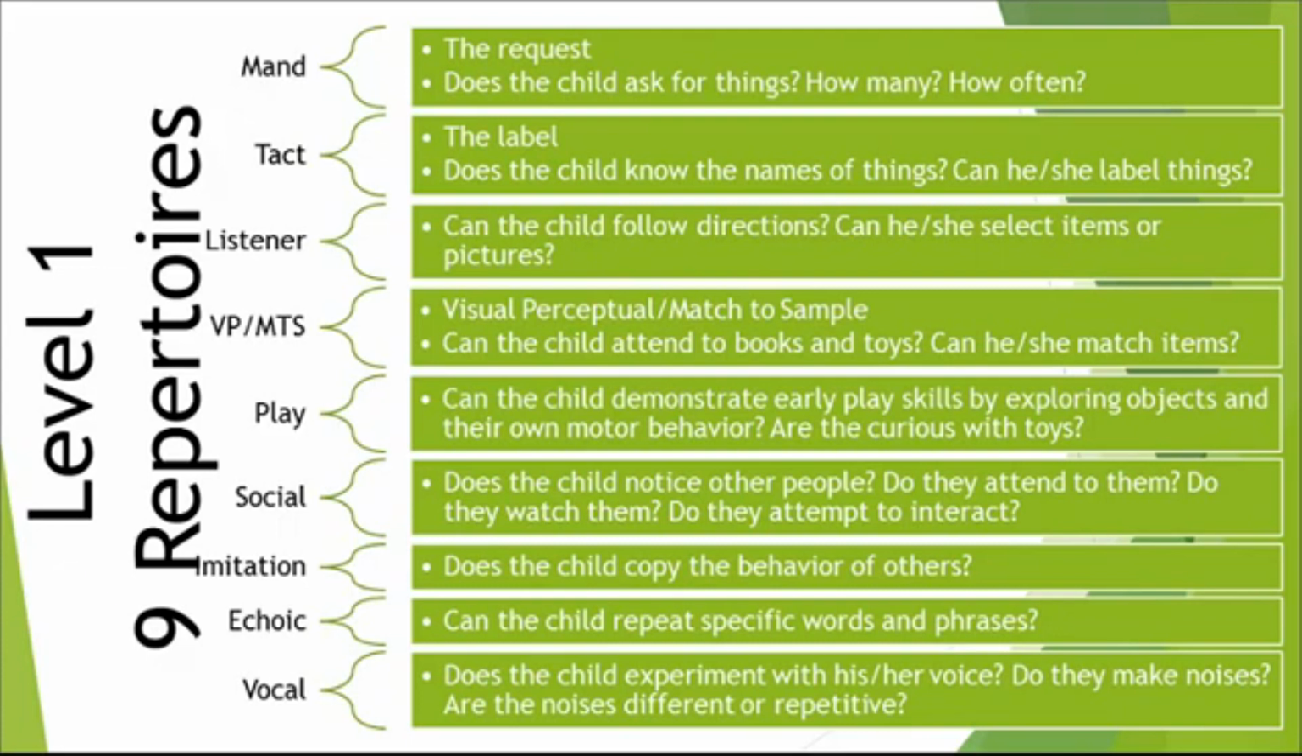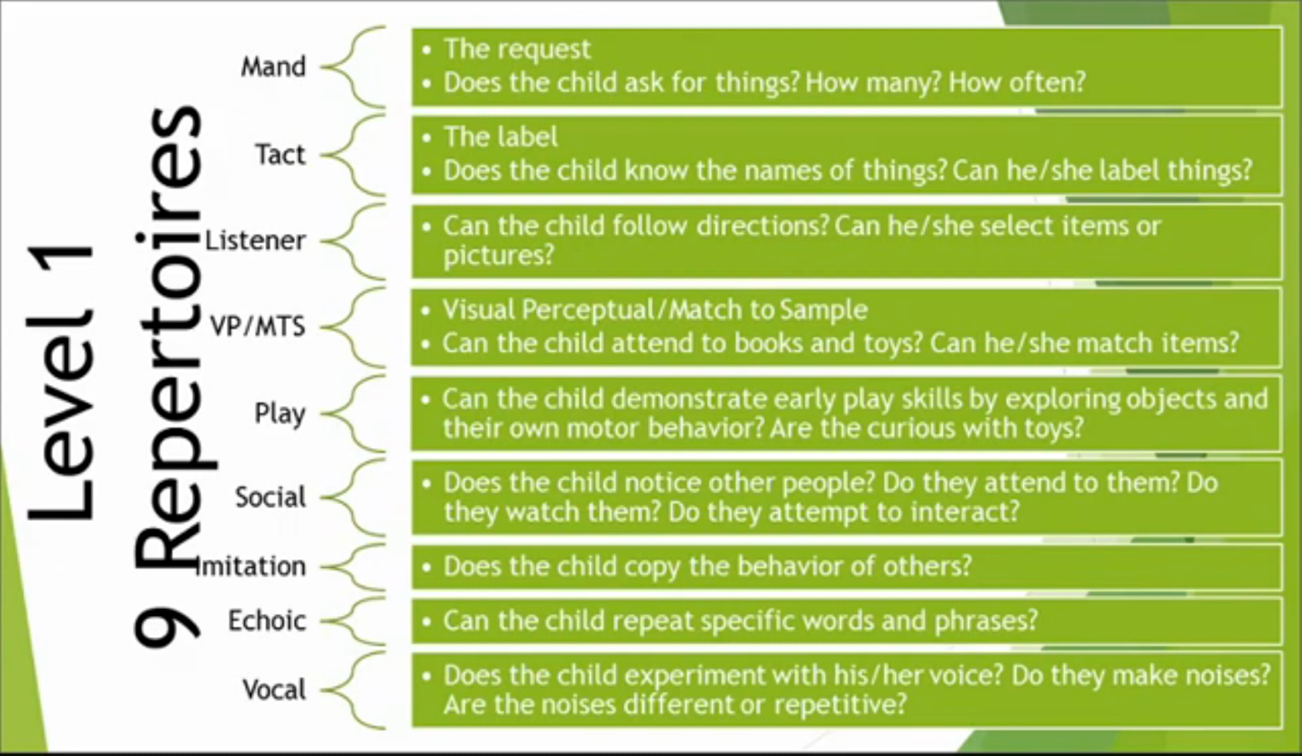These skills look at whether the child can attend to books and match items, as a visual learner. Play is next. Can the child demonstrate early play skills by exploring objects and their own motor behavior? Are they curious about the toys? Are they playing? The next one is social.